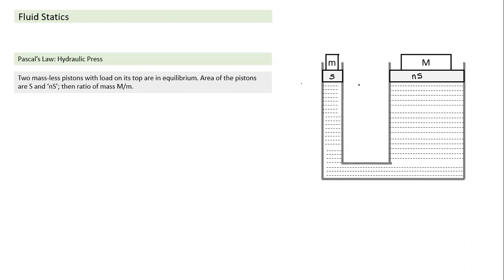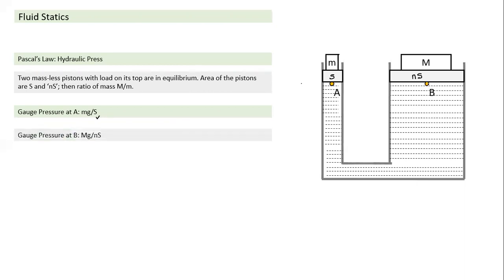So what is the ratio of mass? Very easy to arrive at. If I take point A here, gauge pressure at A will be equal to mg by s. That's the gauge pressure we have done in the previous case also. And if I take point B also, which is at the same level, gauge pressure will be equal to what? Gauge pressure will be capital mg by S.